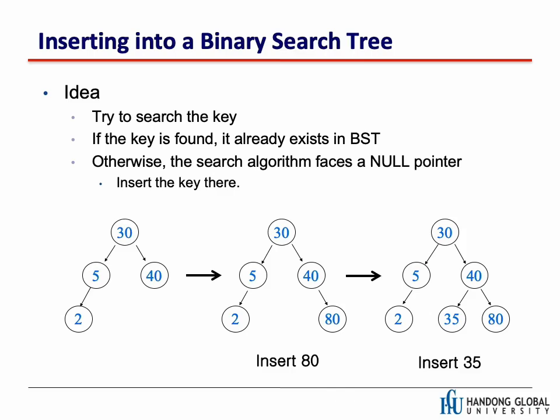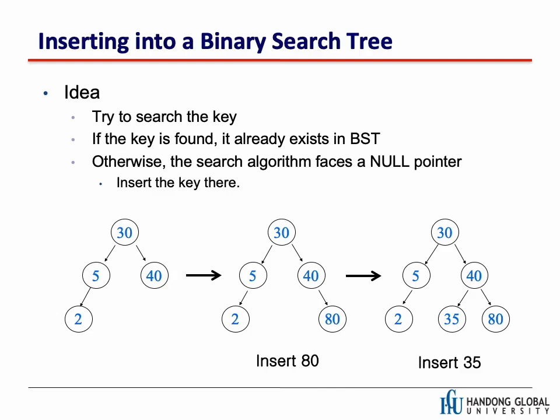Let's try to insert 35 into the second tree. First we compare with the root node. 30 is smaller than 35, so we move to the right child. We compare 35 to 40, and 40 is larger than 35, so we go to the left child, and the left child is empty. It is a null pointer. That's the perfect position for 35, so we insert 35 there.